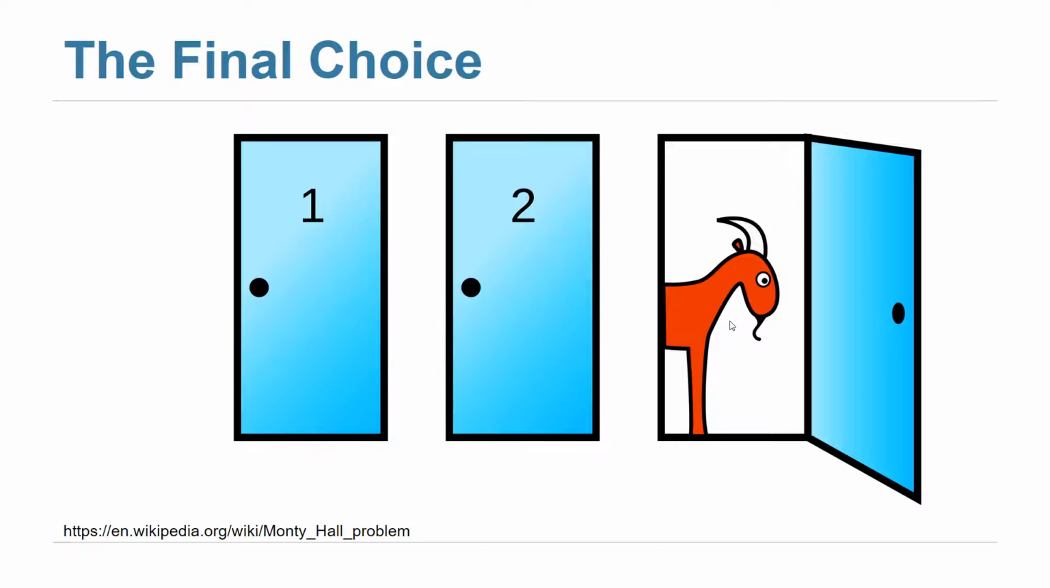Now the final step is for you to decide whether you will stick to the same door you chose in the beginning. In that case, Monty will open door number 2 for you, and we'll see if it has a car or not. Or you say, I want to switch to the other door. So you have the choice, and based on that choice, you will get the car or the goat. Now the question is, what should you do? Should you stick to your first choice, or switch to the other door?